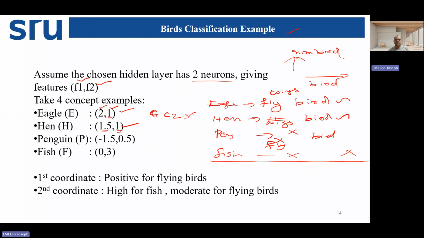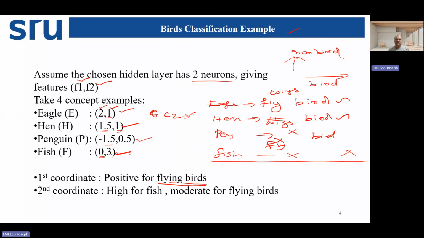Penguin is not a flying bird, so it is minus 1.5 and 0.5. Minus 1.5 means it does not have wings, and it cannot fly. Penguin cannot fly. That's why I am giving a negative value. Positive is for flying birds. Understand this carefully. So penguin is not a flying bird. That's why it is given minus 1.5 comma moderate value 0.5. And finally fish is not at all a bird, so 0 comma, but it belongs to the non-bird category.